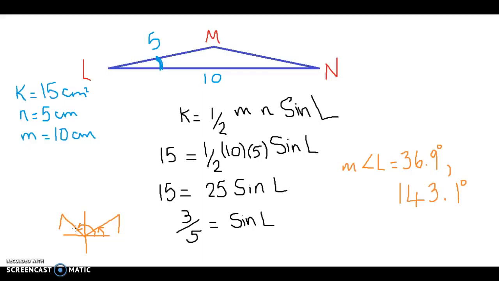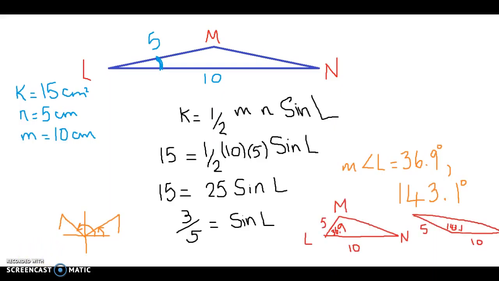Let's draw the two possibilities of the triangle now. So the triangle could be acute as the one that I drew on the top, with the angle L being 36.9 degrees, and it could be an obtuse triangle if angle L is 143.1. So we have acute and obtuse possibilities for angle L. And we wanted to find all possible solutions.